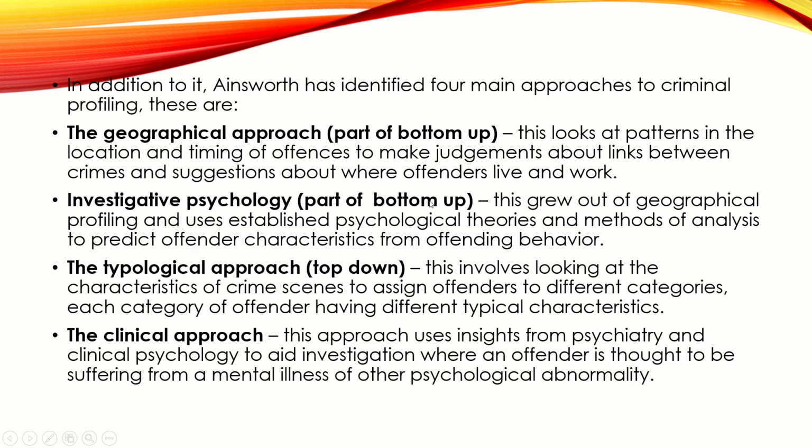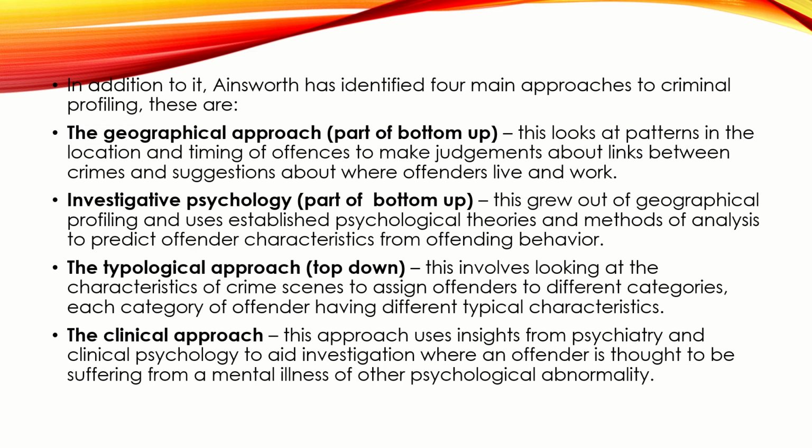Now, the bottom-up approach is basically looking at patterns and locations and timings of offences to make judgments about links between crimes and suggestions about where an offender lives, and also using psychological theories and methods of analysis to predict offender characteristics from offending behaviour. The top-down approach, on the other hand, involves looking at characteristics of crime scenes to assign offenders to different categories, and each category of offending has different typical characteristics. Now, this will make a little bit more sense when we look into these in a little bit more detail.